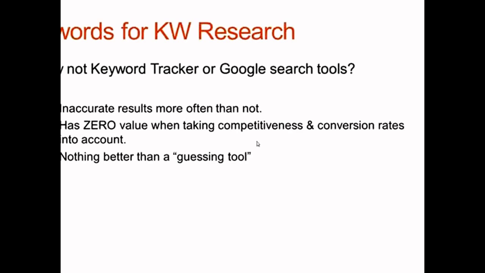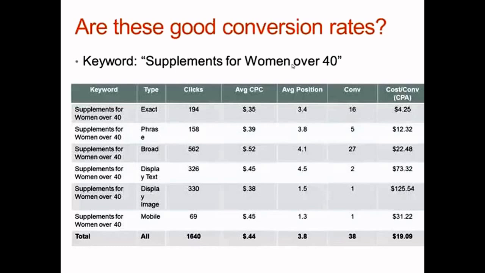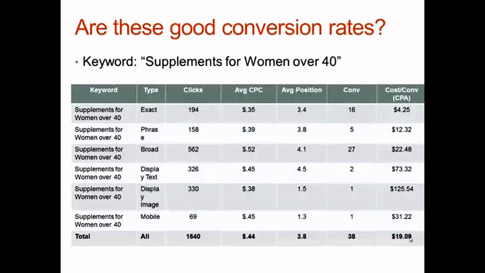Now, this is just an example. This isn't an example of keyword research because it's actually only one keyword. This is just the single keyword, supplements for women over 40. This is a demonstration of how AdWords is not nearly as expensive as you think. So my question is, are these good conversion rates? We've got an average cost per conversion of just under $20. Well, we don't know. But what I want to say is this is how a typical account looks where their acceptable conversion rate might be $10 or $20.